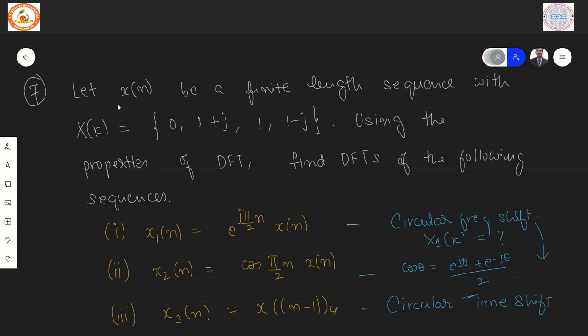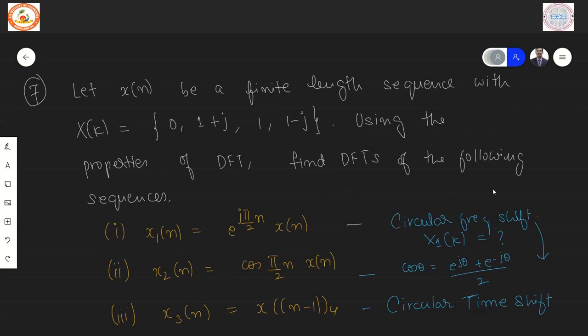In the next problem here, the problem states: if x of n is a finite length sequence with X of k equals 0, 1 plus j, 1, 1 minus j, using the properties of DFT, find DFTs of the following sequences. So here the input x of n is not provided, rather its DFT is given, and without actually finding the value of x of n, they say that using properties we have to arrive at the values which are called x1 of n, x2 of n, x3 of n.